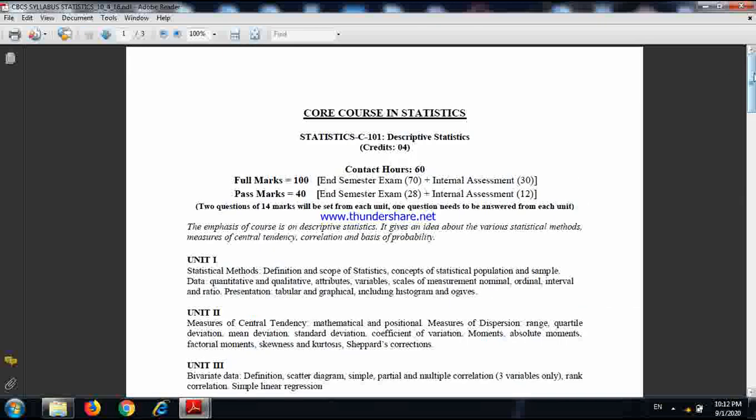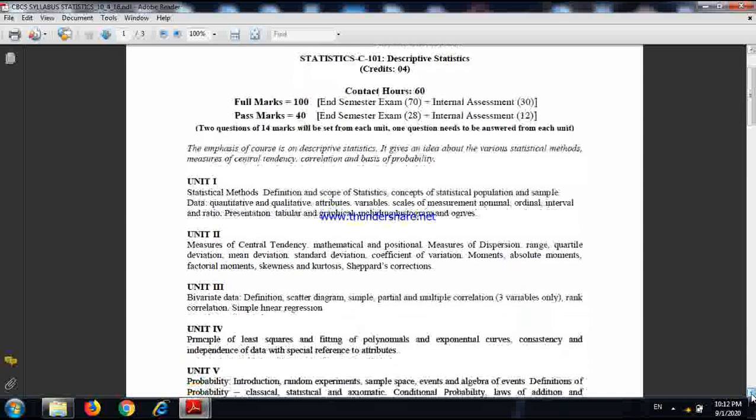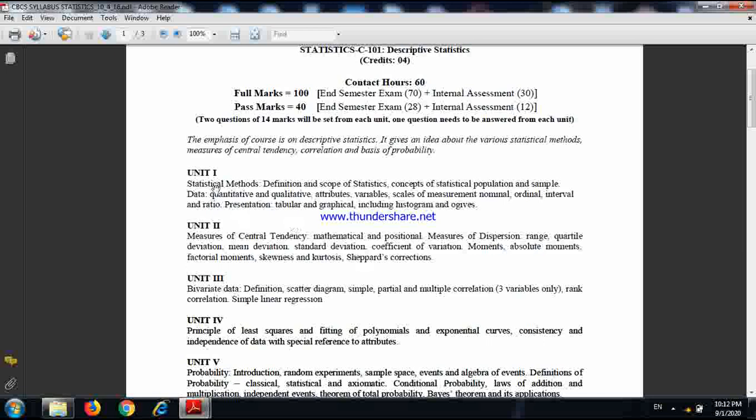So we assume that you have at least some idea about the mathematics, and I believe definitely you have. In the first paper, actually, you have 1, 2, 3, 4, 5 units. The first one deals with the scope of statistics, origin and development of statistics, the idea about the statistical data and how we present the statistical data in tabular and in graphical ways.